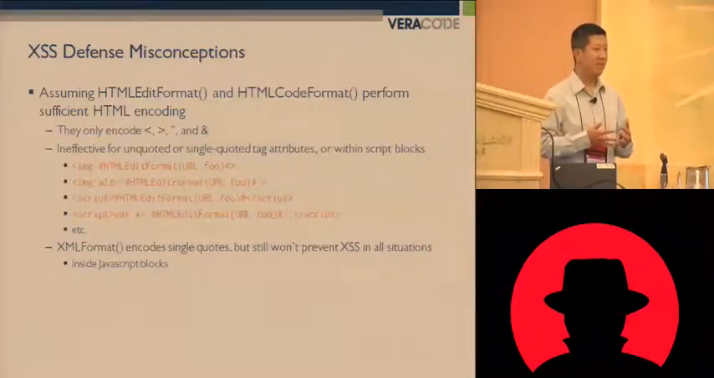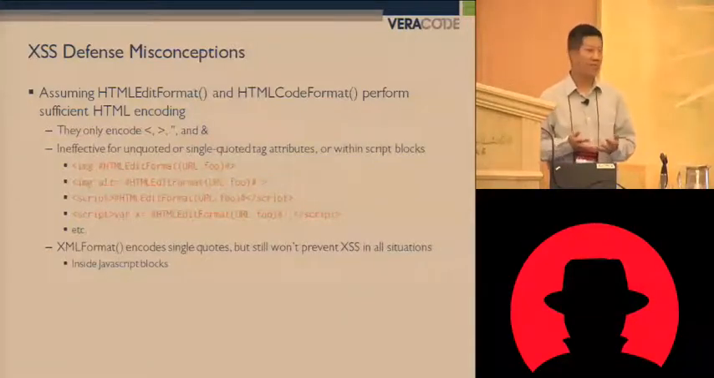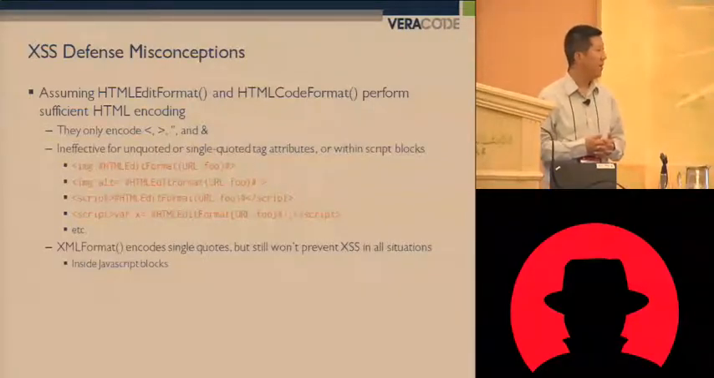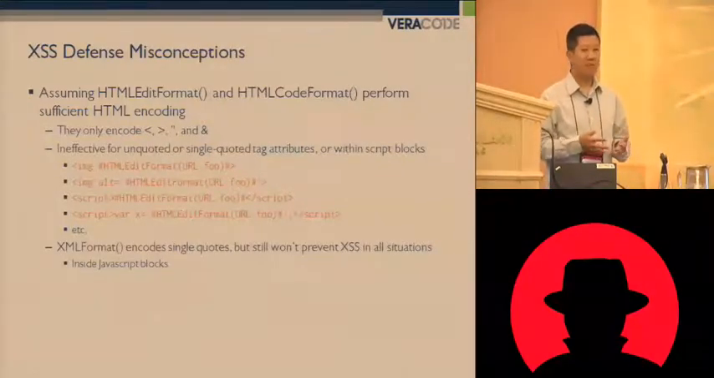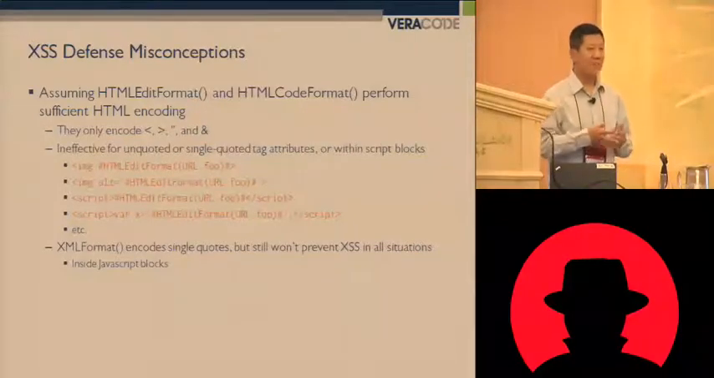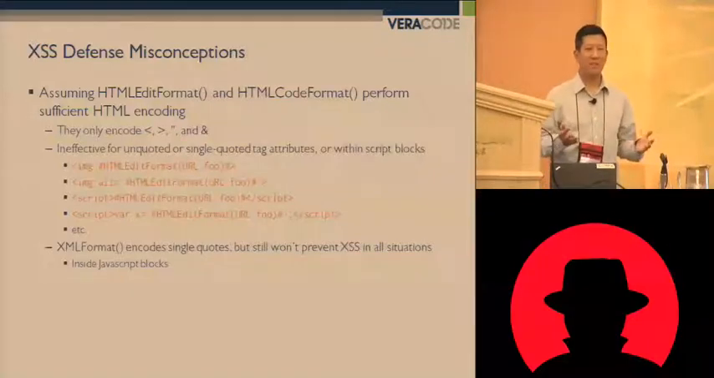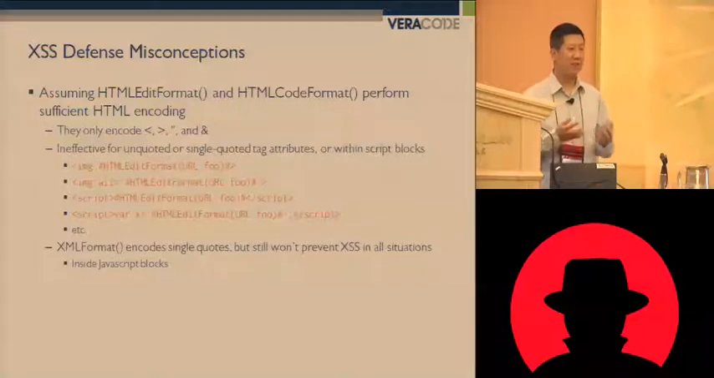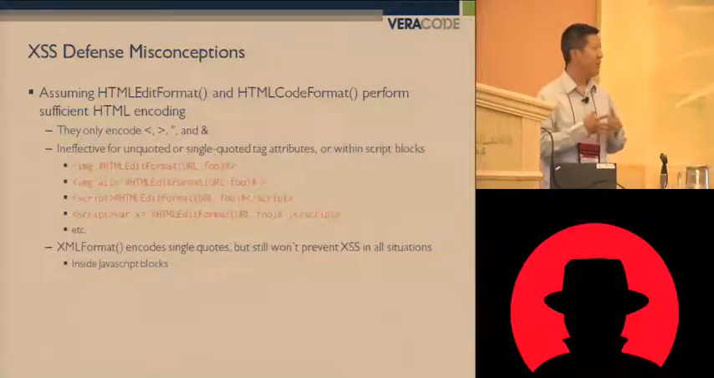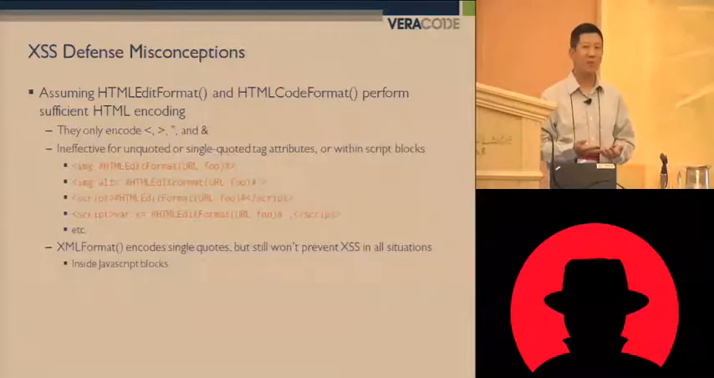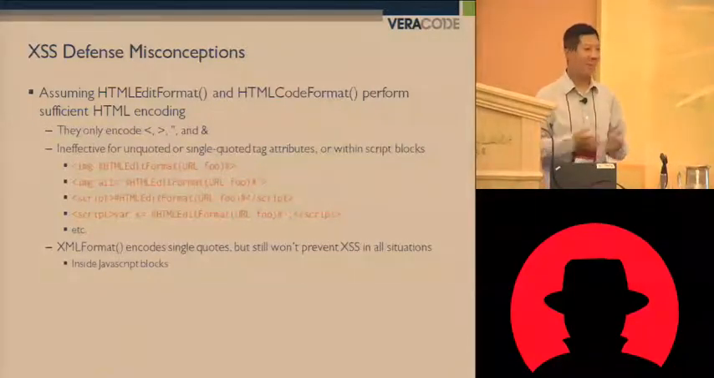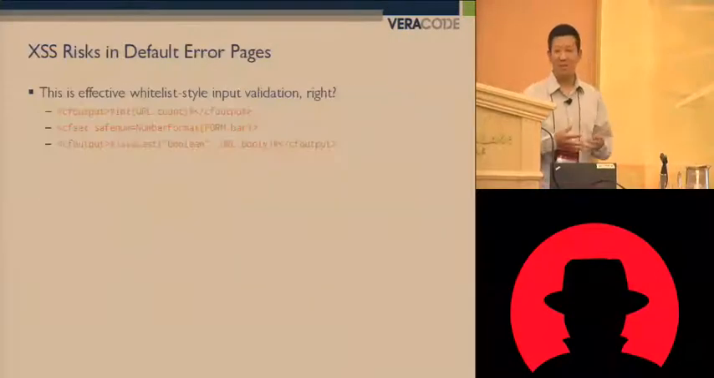There aren't really any other encoding functions that are suggested to be used here, at least provided by the framework. So you have to write your own. Generally, XMLFormat is going to be better to use than HTMLEditFormat. But the way it's named is so misleading, because if somebody is not familiar with security or doesn't really understand what's going on, they're not very likely to use a function called XMLFormat when they're writing an HTML page. Even though it's going to be better, it's going to encode more characters, a developer who's not security aware is going to be less likely to use it. So it's a little misleading in that sense as well.